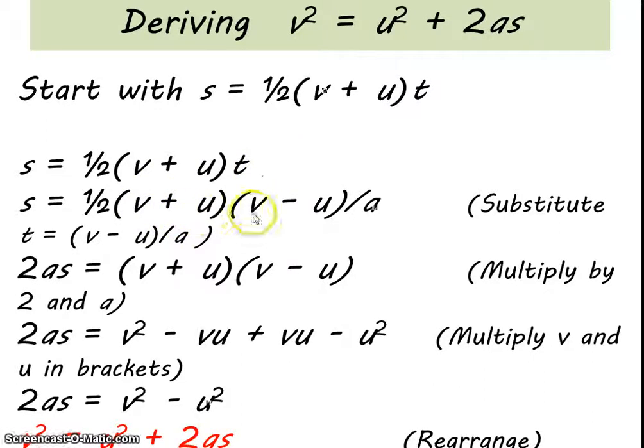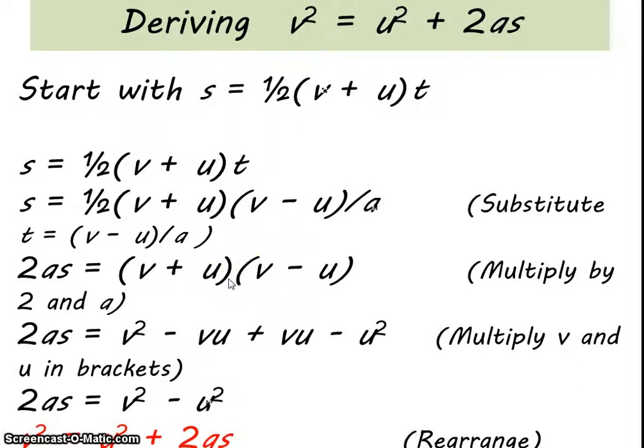Now, if we substitute v minus u over a equals t, this is just a rearranging of acceleration is change in speed divided by time. So acceleration and time have been swapped around. So if we substitute that in for time, then we get this equation here.